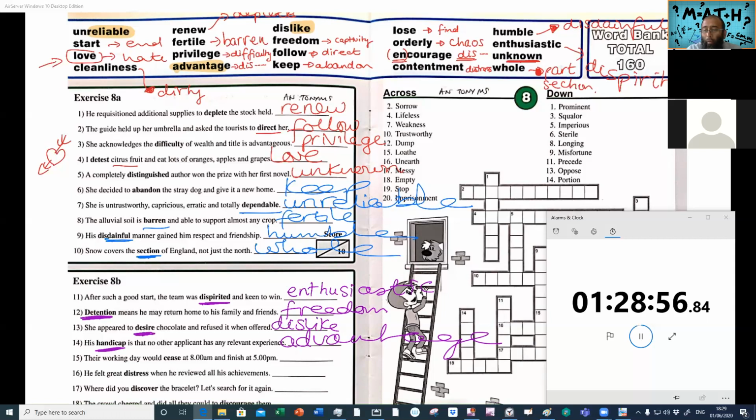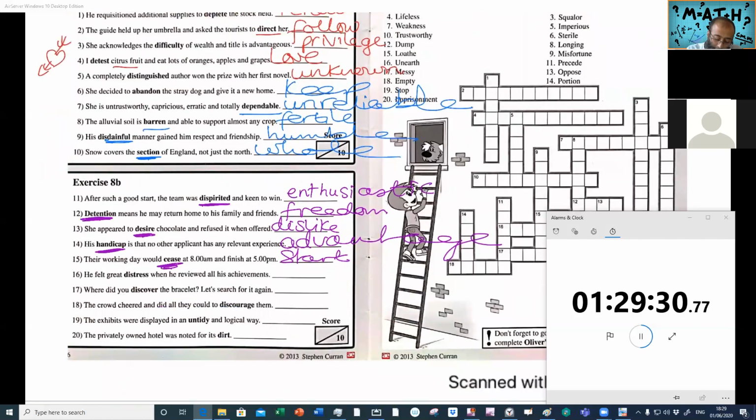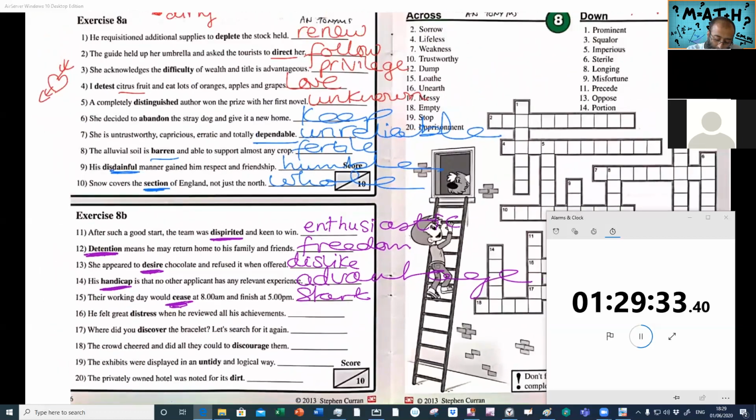Number 15. They can swap over afterwards. Their working day would cease at 8 a.m. and finish at 5 p.m. So what does the word cease mean, first of all? Stop. And the opposite of stop is? Start. The stop start sounds like the kind of thing that you have in your mum's car. When your mum gets to the traffic light, the engine goes boom, finishes. She puts a foot on the gas and the clutch and it starts again. That's called stop start. I have that on my car as well now. Okay, lovely.